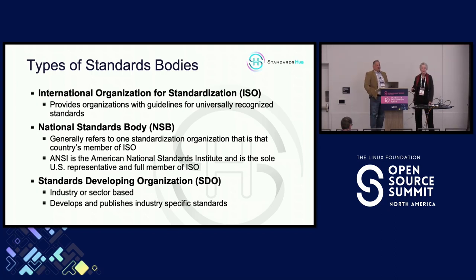So there are different types of standards bodies, and you may be familiar with some of these names, but we just wanted to give you a concept. The International Organization for Standardization is called ISO, and it provides organizations with guidelines for universally recognized standards. There's also the national standards bodies in different countries that go into ISO. And so the one for the United States is ANSI, the American National Standards Institute, and it is the sole representative and full member of ISO. So what we're talking about today, though, are standards developing organizations. They're industry or sector-based, and they develop and publish industry-specific standards.